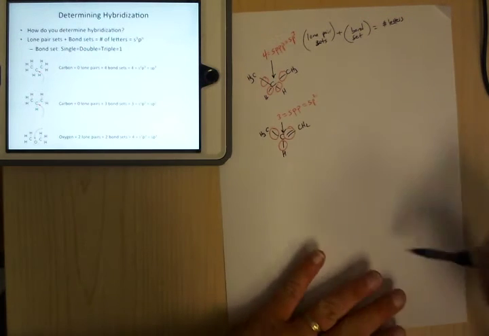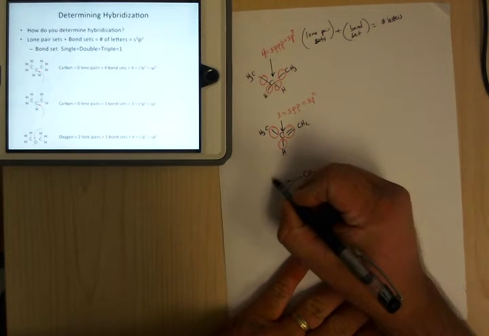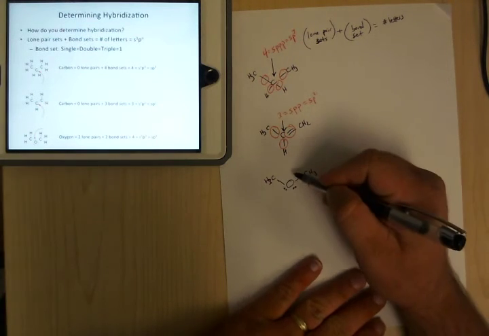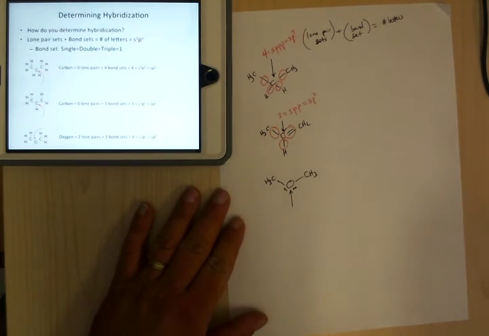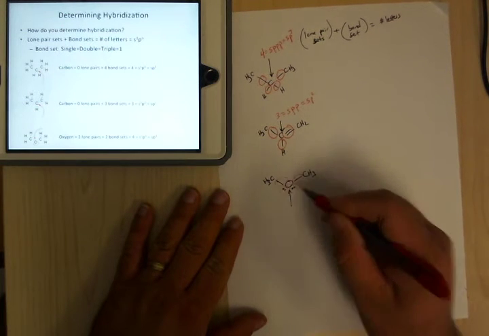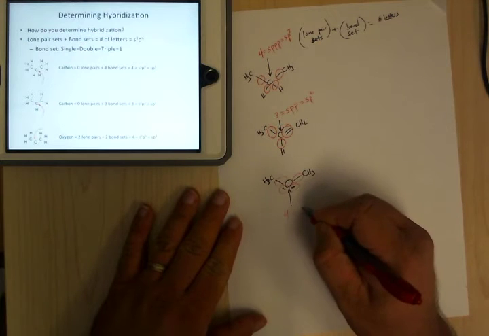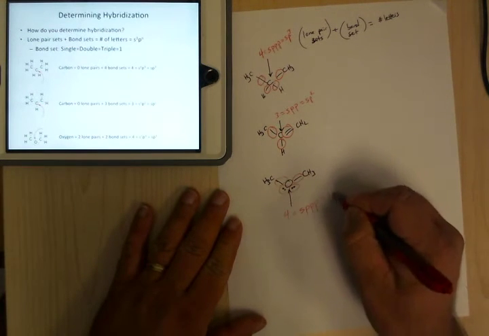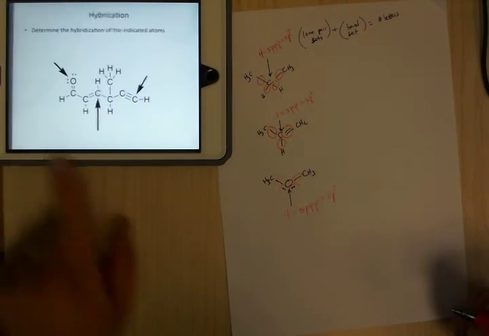For this one, again, we're looking at that oxygen. It has 2 bond sets and then 2 sets of lone pairs. So it needs 4 letters, so it needs to be S, P, P, P. So it's an sp3. There you go. Not too bad.